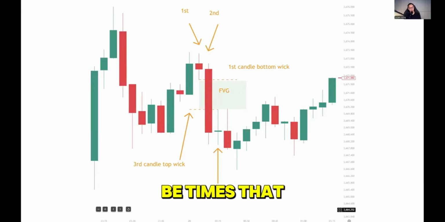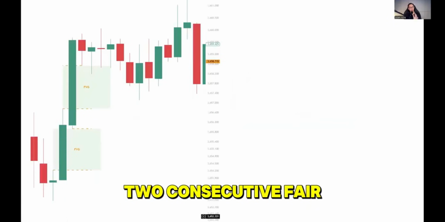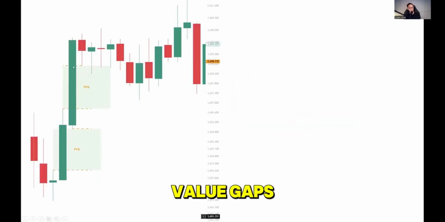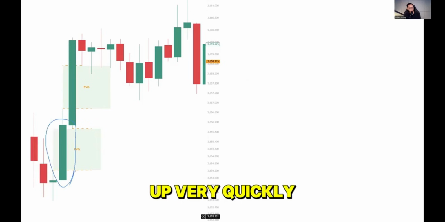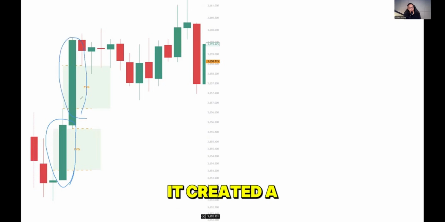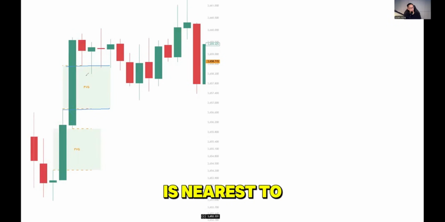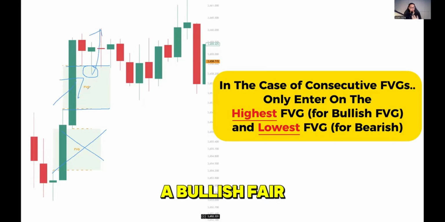Now, there will be times that you notice 2 consecutive fair value gaps. Like in this example, when price pushed up very quickly, it created 1 fair value gap here. Price pushed up again, it created a second fair value gap. In this case, the one that is nearest to the top will be the most important, because you can see right here, price came in, tapped into this, pushed up. We don't look at this one here. We only want the top one if it is a bullish fair value gap.